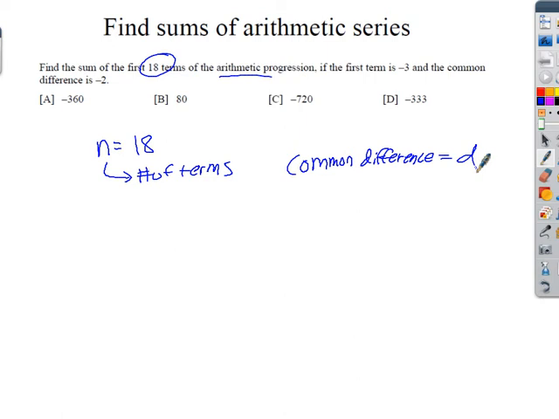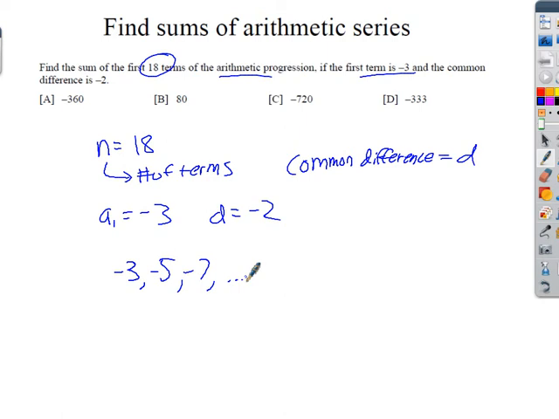All right, and they say the first term is negative 3. So a sub 1, that's a way of saying the first term in the series, with a standing for arithmetic series. The first term is negative 3 with a common difference of negative 2. That means it's going down by 2's. So we have negative 3, the next one goes down by 2, so it's negative 5, negative 7, dot dot dot. That progression continues until you get to the 18th term.